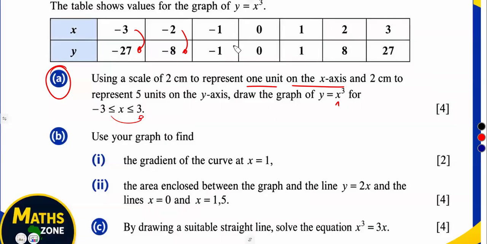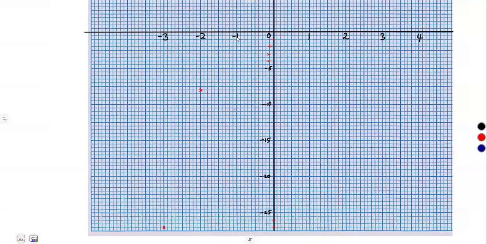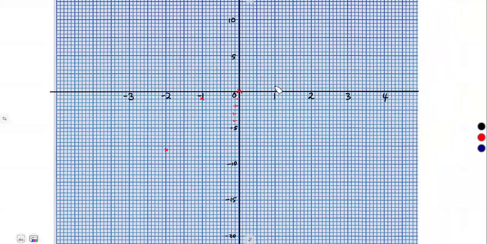And another one, minus 1 versus minus 1. So minus 1 and minus 1, 2 boxes going down. The other one was 0 versus 0. Then positive 1 versus 1, 2 boxes again. 2 versus 8: this is 5, 6, 7, 8. So this is 2 versus 8.